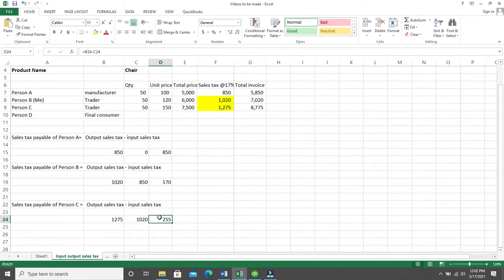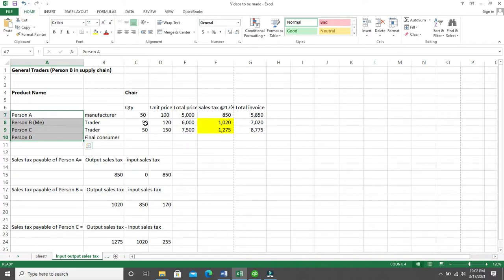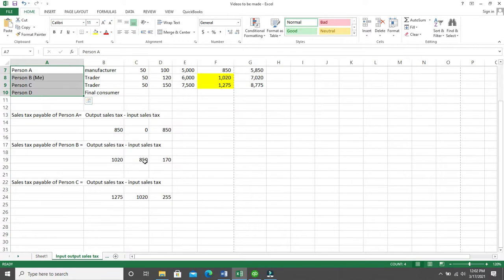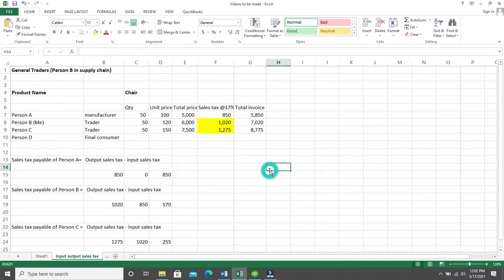Now note that the sales tax payable at each stage of this supply chain is payable to the government agency on a value addition basis, that is, the increase in the sale price. That is why this sales tax is sometimes called a value addition sales tax.